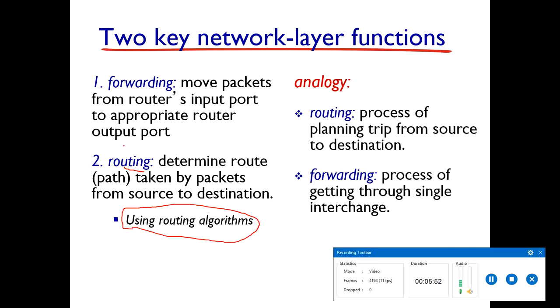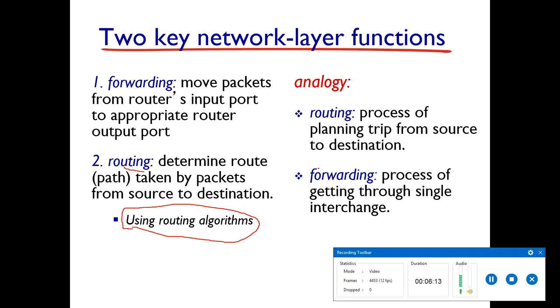this chapter. So routing is like a process of planning a trip from place A to place B. For example, you come to the college, so you plan a trip, you plan a path, you take a path from your home to the college. So that is called routing.